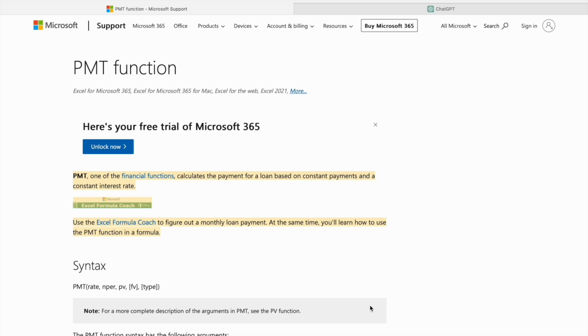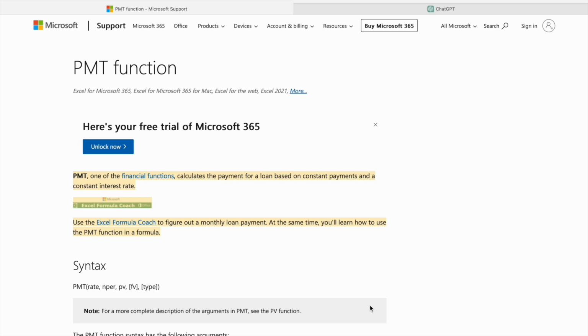So what exactly is the PMT function? We'll simplify it for you. It's a function used to calculate the payment of a loan based on constant payments and a constant interest rate. We are calculating monthly mortgage payments, car loan payments, or any other type of loan. The PMT function can save a ton of time and effort. So let's dive into Excel and see how the PMT function works in action.